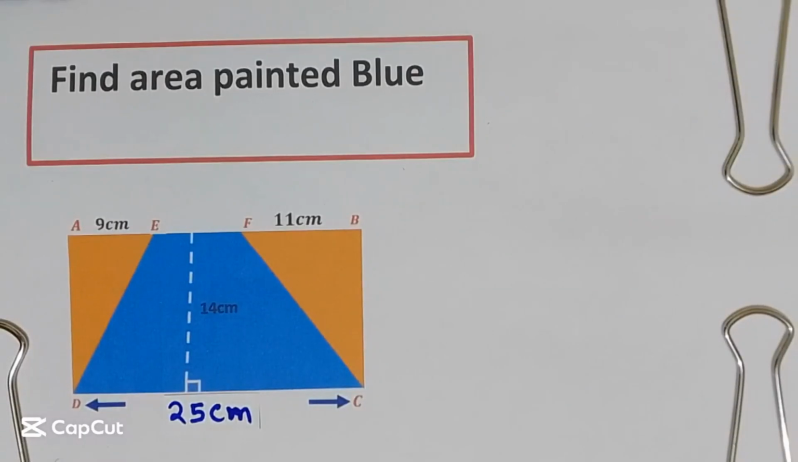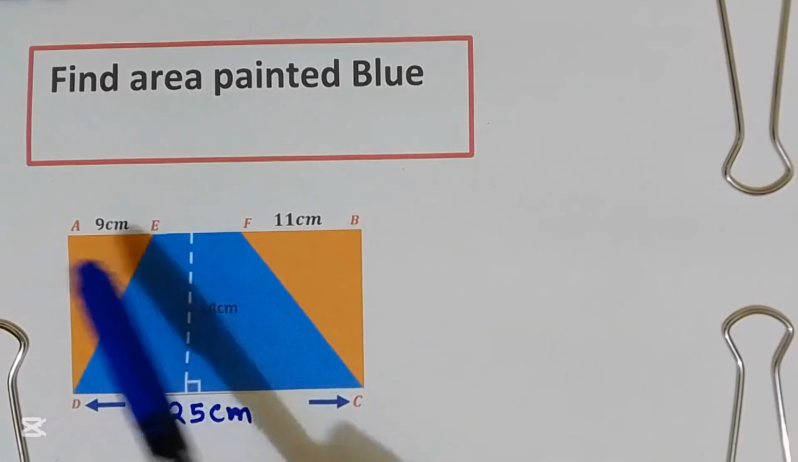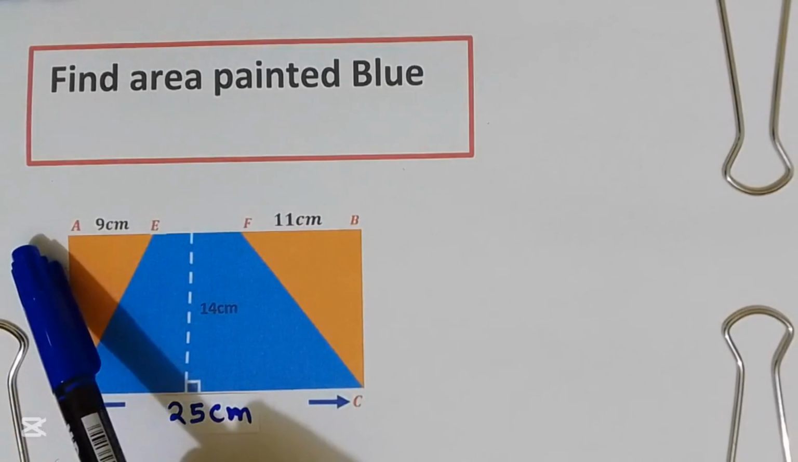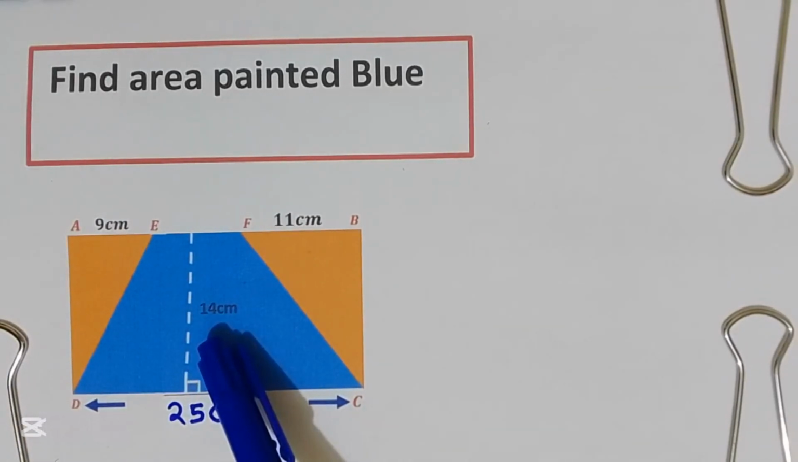to the channel. We are supposed to find the area painted blue from this rectangle. As you can see, we have two triangles, a trapezium at the middle and the rectangle. We need to find the area painted blue, a trapezium.